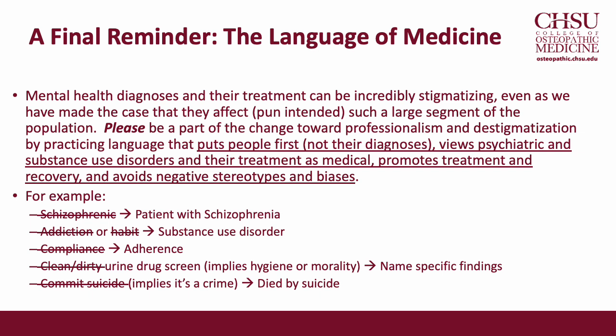We also don't want to refer to tests such as urine drug screens or toxicology as clean or dirty, because that can imply hygiene issues or morality issues. Instead, we name the specific findings. The urine toxicology was positive for cocaine and opioids. A final one that I really want to emphasize is moving away from the language of saying that a patient committed suicide. Committing something implies that it's a crime or a contract or something like that. Instead, a way that we can respect the patient is to say that they died by suicide, the same as if we were suggesting that a patient died of any other cause.